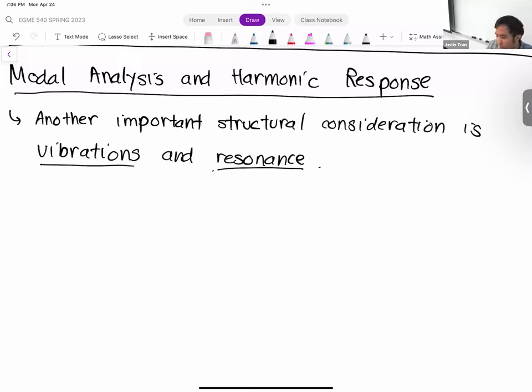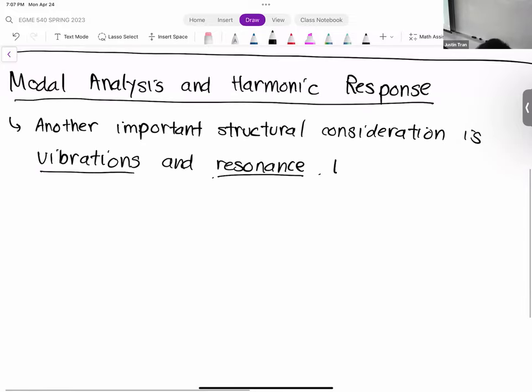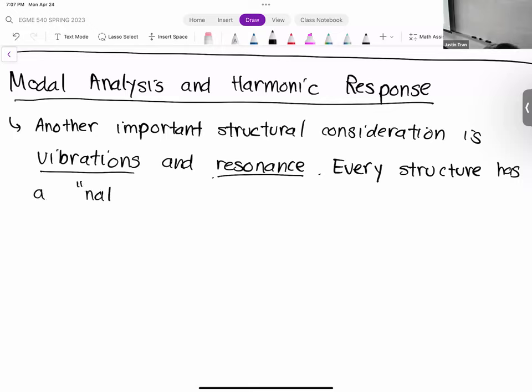Because in reality, there's more than one way that your structure can break, much to the dismay of structural engineers. It's not just one thing you have to worry about. It's usually a dozen things that you have to worry about, sometimes more than a dozen. But vibrations and resonance is one thing that's really important. What do I mean by that? Every structure, or even broader than that, every object in general, has something known as a natural frequency. A structure's natural frequency is basically the one that it naturally likes to vibrate at.